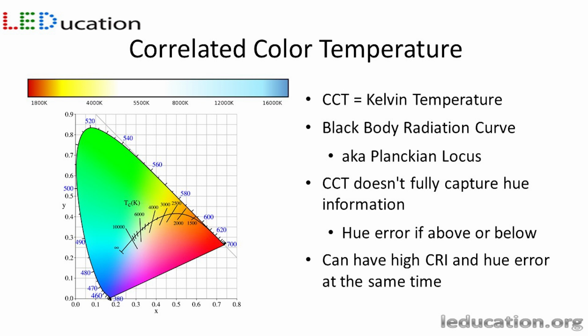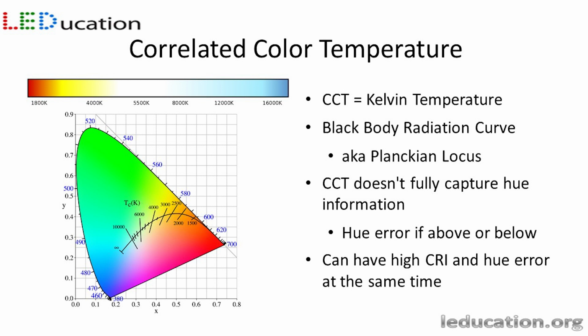Some of our older technologies, like light bulbs, for example, always fall on this black body radiation curve. And that's because they actually work by heating up a small piece of metal. They heat up their filament until it is so hot that it really does glow that color. And for our standard 60 watt incandescent bulb, we're just under 3000 Kelvin. So that's kind of a yellowy white.